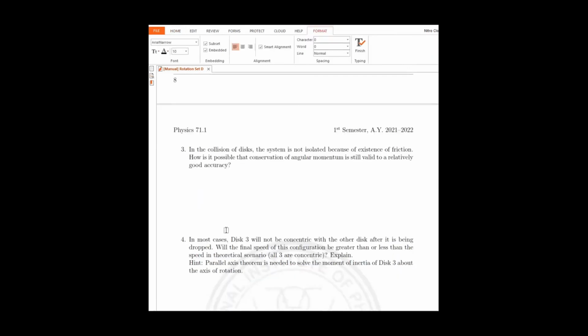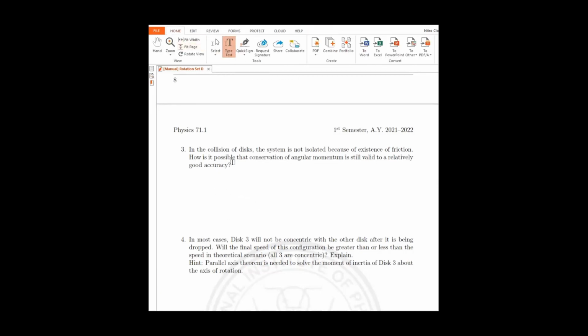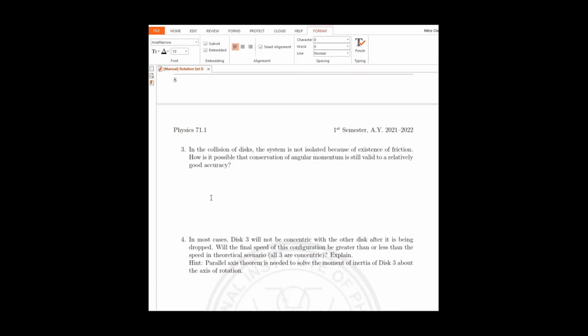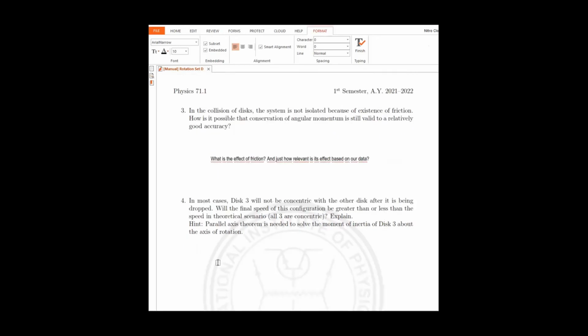So in the collision of disks, the system is not isolated because of the existence of friction. How is it possible that conservation of angular momentum is still valid? So to answer this question, you might find it good to use this guide question here. What is the effect of friction? And just how much and just how relevant is its effect based on our data? Malaki ba yung epekto ng friction based sa discrepancy ng ating change in energies or hindi?